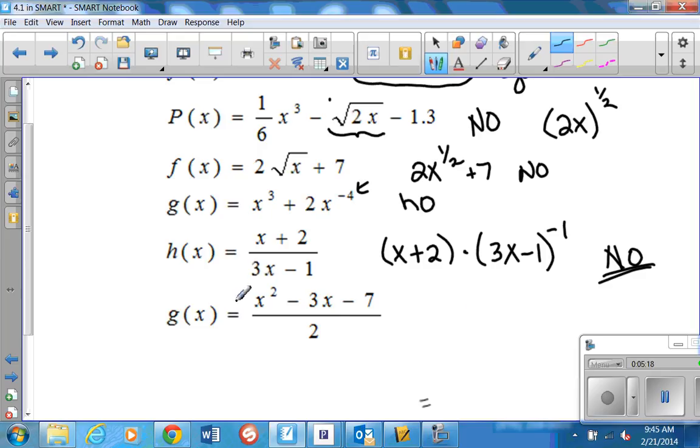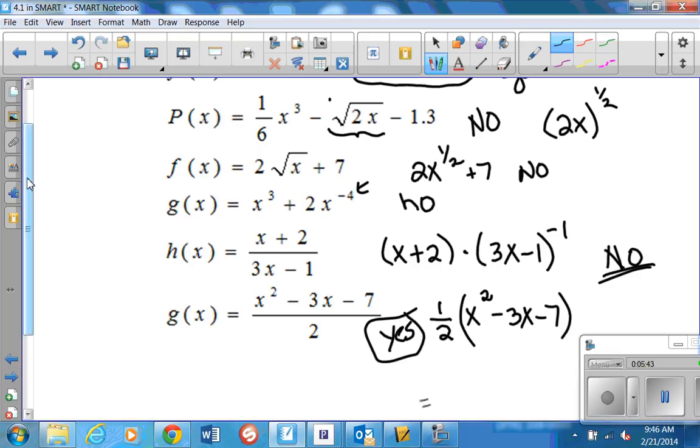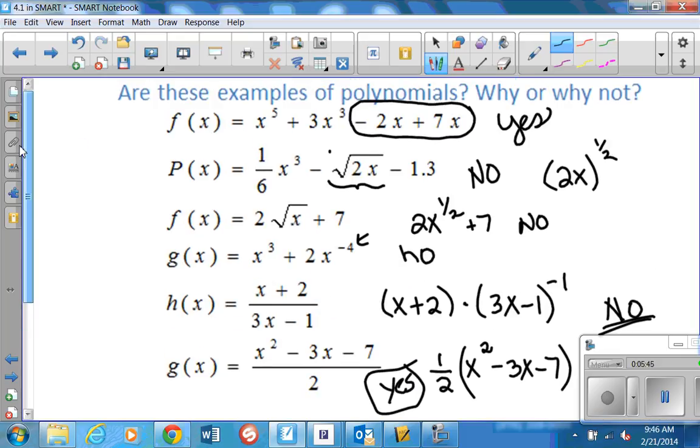How about this guy? Okay, I hear yes on that, because what is that 2 really? It's really just a 1/2 out in front of all that stuff. Would you agree with that? So yes, that would be just peachy. So two yeses.